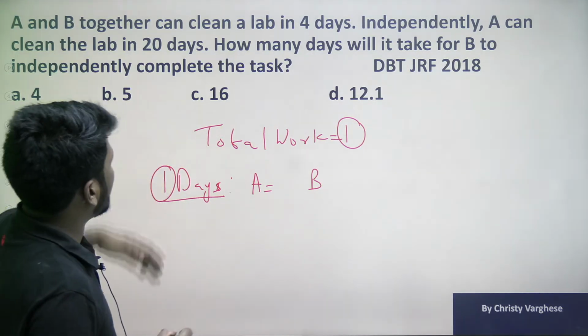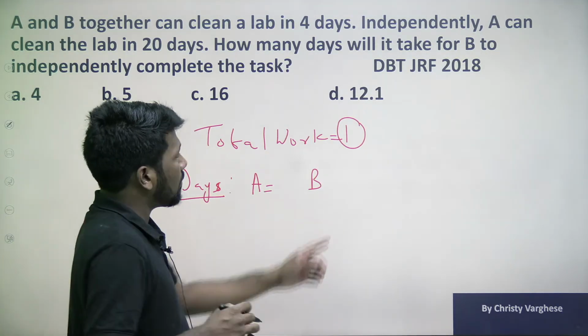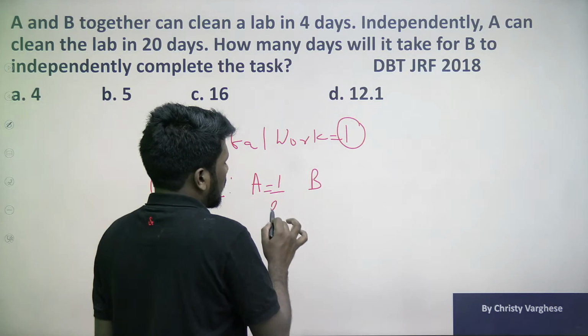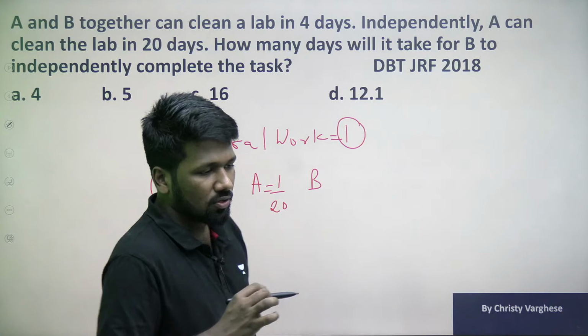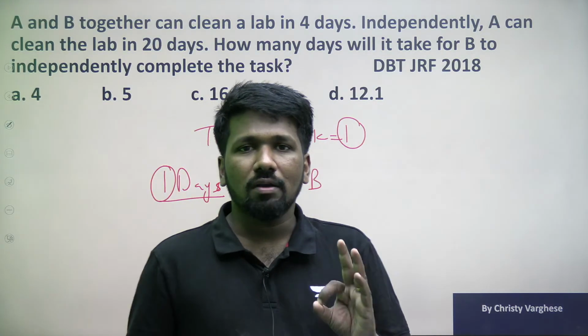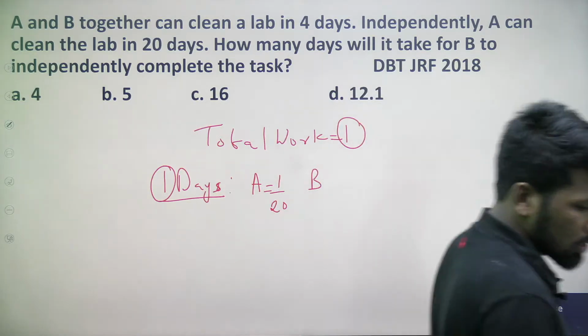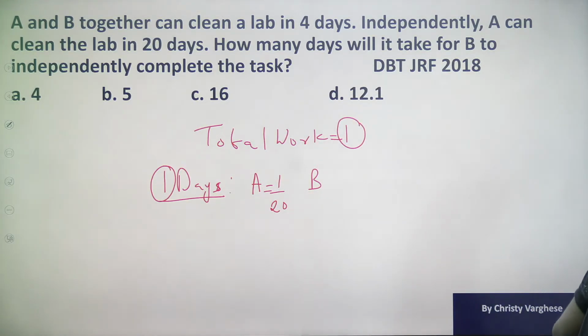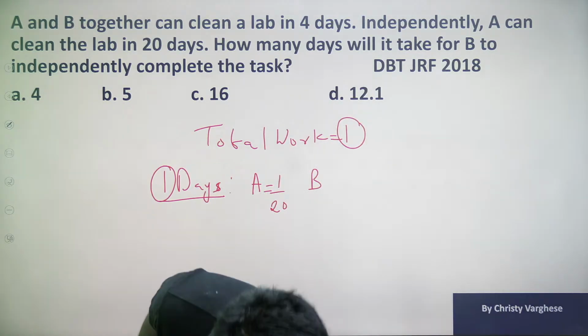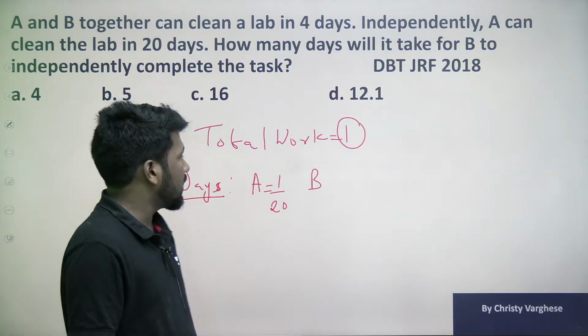A can clean the lab in 20 days means he will cover the full 1 work in 20 days. That means in one day he will finish 1/20 of the work. In 20 days the total work will be done, so in 1 day he will do 1/20th of the full work. Is that clear? Please respond in the chat.